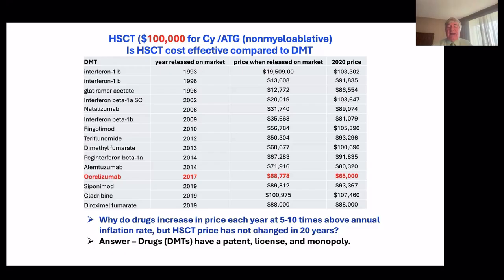Whereas HSCT, we have no monopoly. We don't want a monopoly. We can't have a monopoly. There's no drug company involved. And the reason we can't is it's your own stem cells. You own them. There's no monopoly. Now, the drugs we use, Cytoxan and ATG, their patents expired long ago, so they're generic and much cheaper.